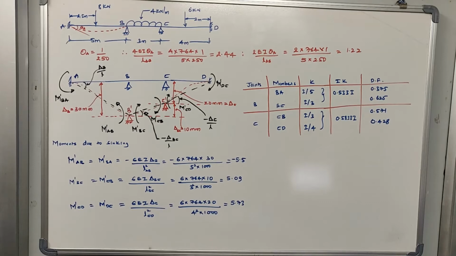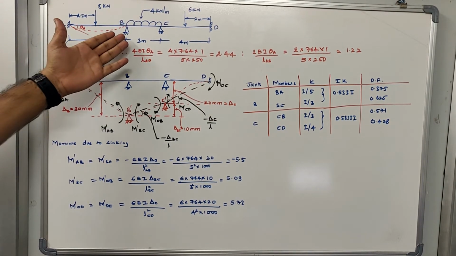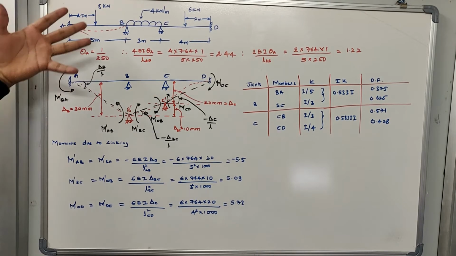So in the previous video, as you know, we solved the same beam using the slope deflection equation. In this video we are supposed to solve this given continuous beam using the moment distribution method. When you start solving by the moment distribution method, what you try to observe is the number of joints which are connected by more than one member, right?